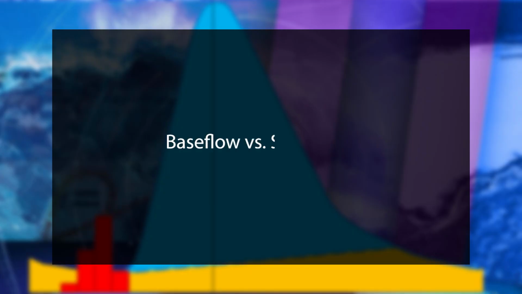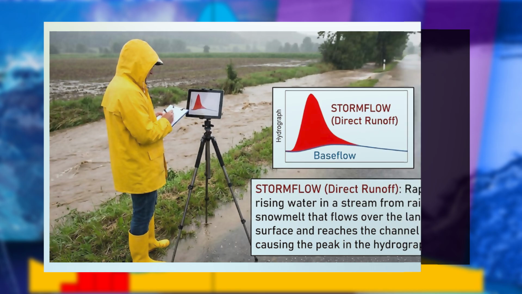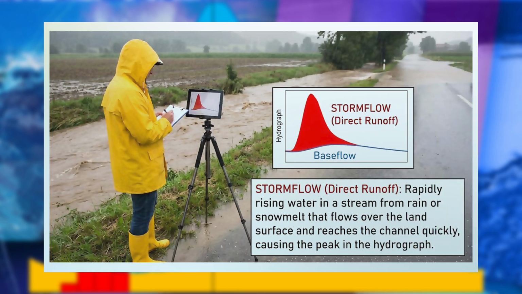Now, let us see the impacts of rainfall on base flow versus storm flow. For intense storms, a much higher proportion of the hydrograph consists of storm flow, that is the direct runoff generated by the precipitation, reducing the relative contribution of base flow. In contrast, low intensity rainfall allows base flow to dominate, resulting in a more gradual overall response.